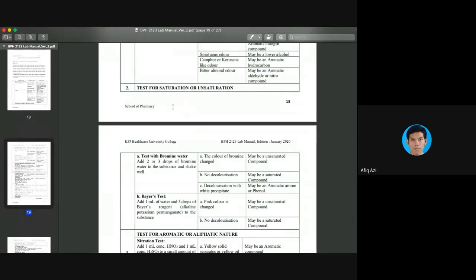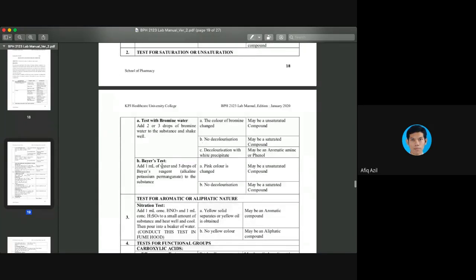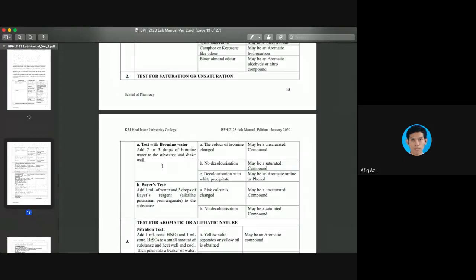saturation or unsaturation. This one, if you still remember, you are going to test using bromine water. So this is actually to check for the presence of double or triple bond in the organic compound itself, whether it can undergo addition reaction or not. For aliphatic saturated compounds, which do not contain any double or triple bond, the observation will be negative. That means you will not see any change in the color of bromine. So that is for the bromine water test.